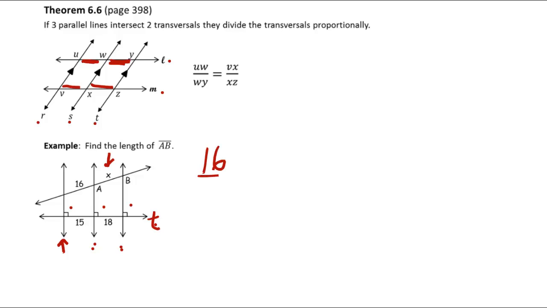That would mean the first one over the second one, 16 over x, is going to be in the same ratio as 15 over 8. I'm sorry, 18. I said 8, I meant 18. And so here we're going to cross multiply.